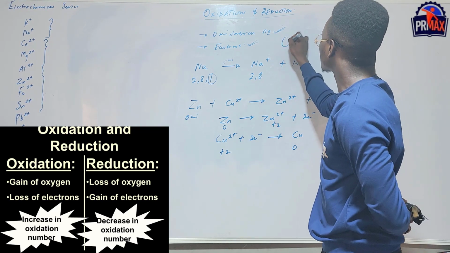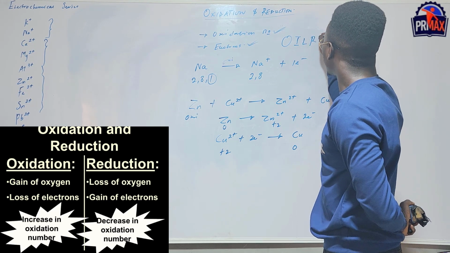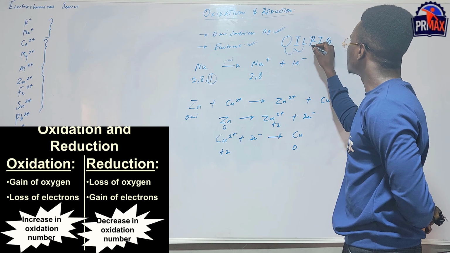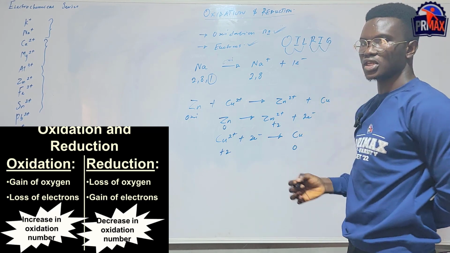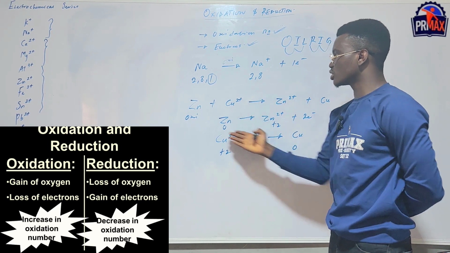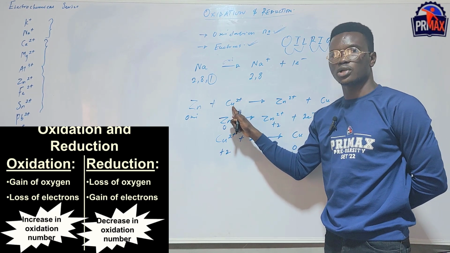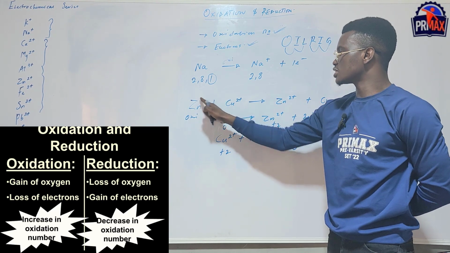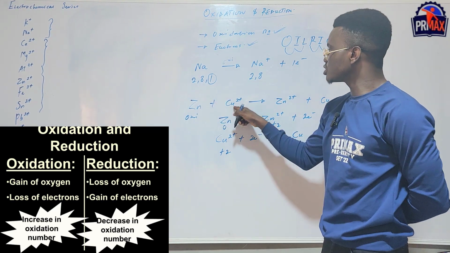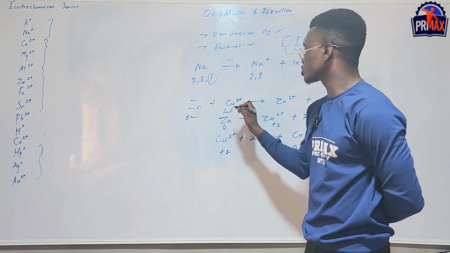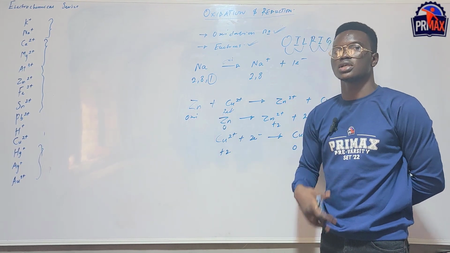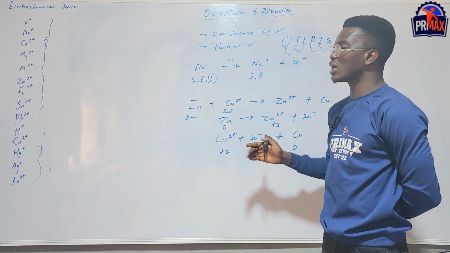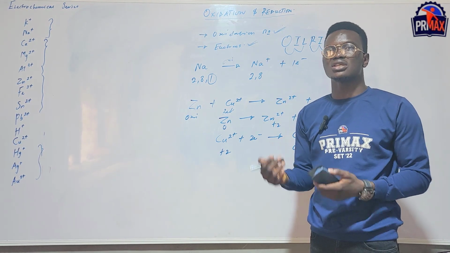You always remember this word, OIL RIG. OIL RIG means that oxidation is loss of electron, then the RIG means that reduction is gain of electron. So which one is gaining electron in this equation? Copper 2+. Do you understand that? So Cu2+ is gaining electron, zinc is losing electron. So this one gaining electron is undergoing reduction, while the one losing the electron is undergoing oxidation. So that is what you talk about, and these two are very, very important in determining many things.